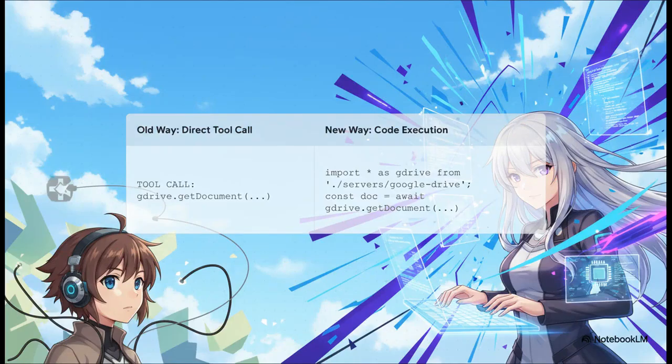And this little table just makes it crystal clear. On the left, that's the old way, a simple tool call. On the right, that's the new way. The agent writes a couple of lines of actual code to import the specific tool it needs and then run it. It looks like a small change, right? But that subtle shift has absolutely massive implications for how efficient and powerful these agents can be.